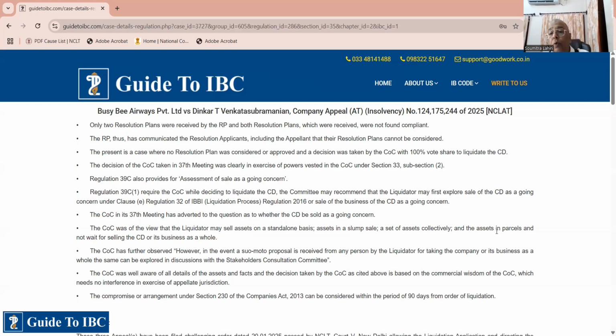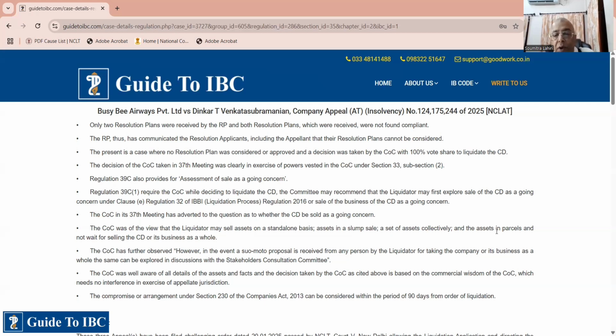So when you are proposing to sell a going concern, it should essentially mean that the company is a going concern, or on sale it will become a going concern. But essentially, if we go by the case law, it doesn't say so. If we go by the case law, it says that the CD should be a going concern on the date of commencement of CIRP.